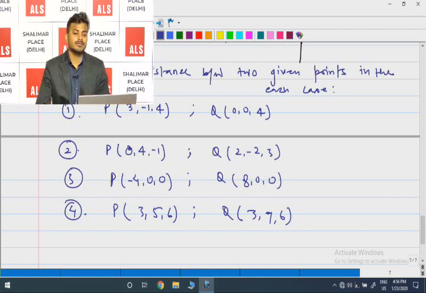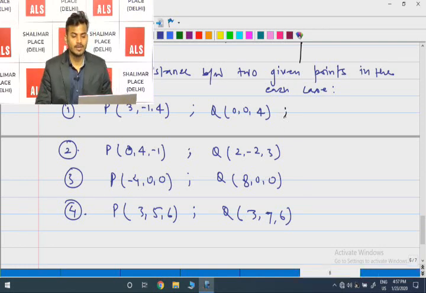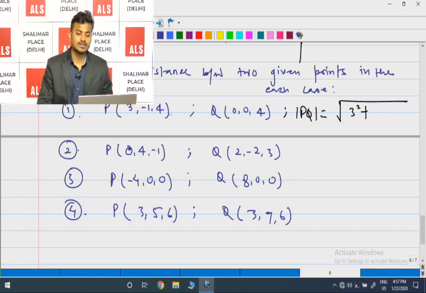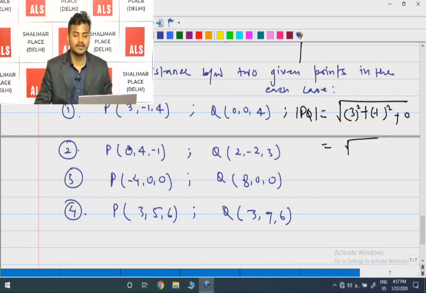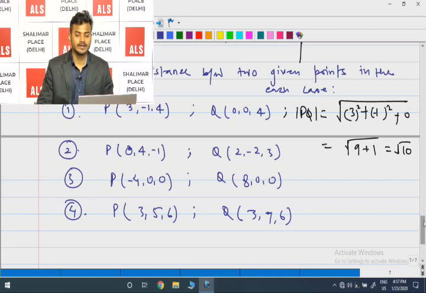Like in the first case, 3 minus 1, 4, 0, 0, 4, right? So what is the answer? Applying the formula, you will get mod PQ as root over 3 minus 0, so 3 whole square, plus minus 1 minus 0 to the whole square, so that is minus 1 whole square, plus 4 minus 4, so that is 0. So we get 9 plus 1, root 10 is the answer. Okay, root 10 is the correct answer.